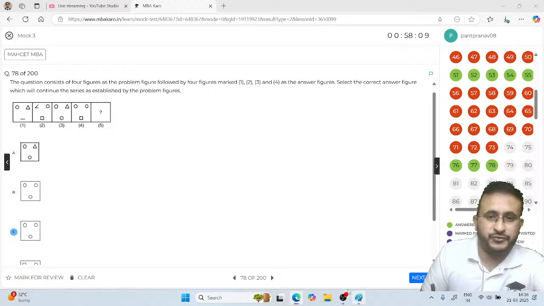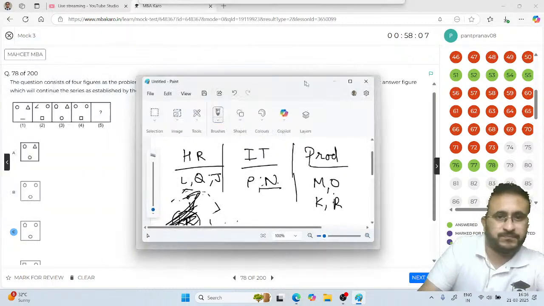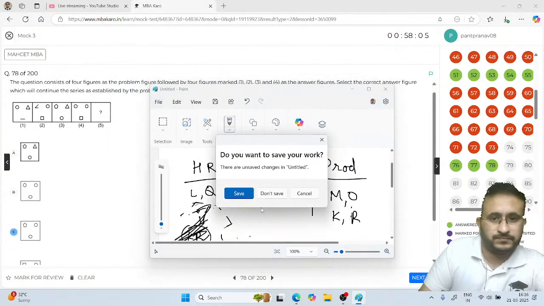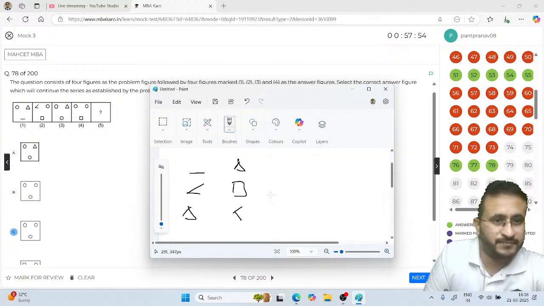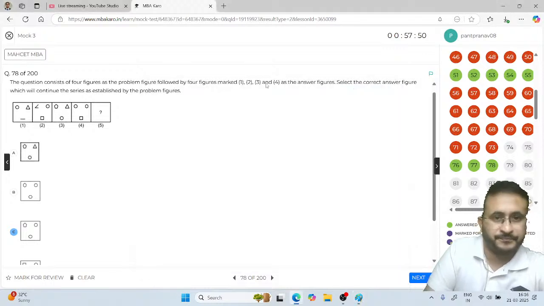Like if you see in the first diagram we have this and triangle. So it became two sides and four sides. In the third one it is triangle and pentagon. Okay, so number of sides is increasing by one each.